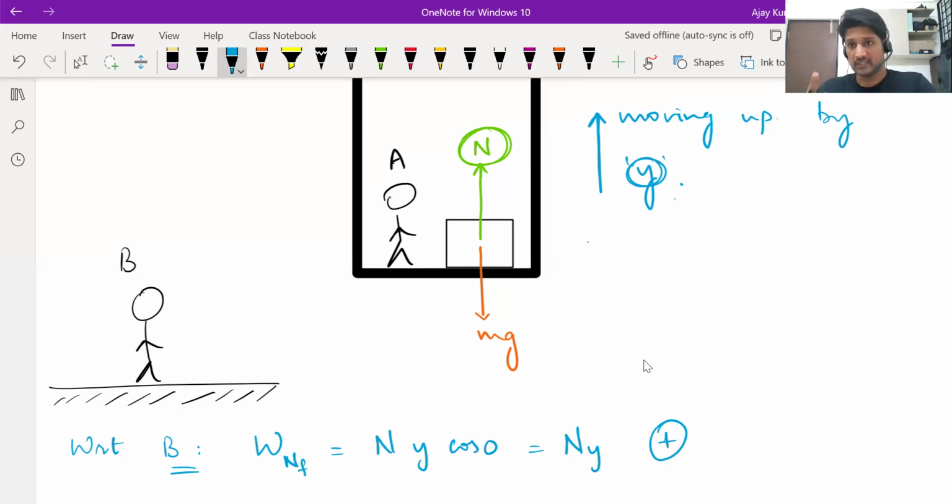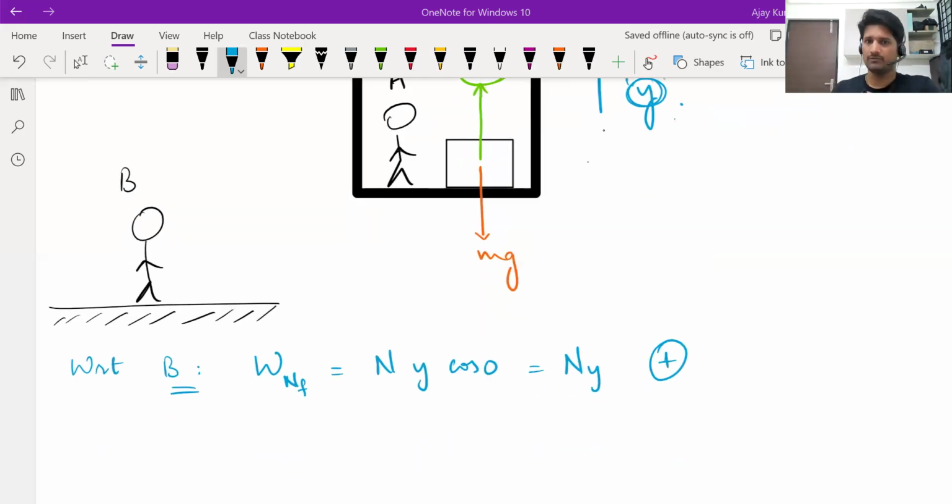Rishi, tell me, what is the displacement of the box with respect to the observer inside the elevator? Okay, Aishwarya, you tell me, what is the displacement of the box relative to the observer inside the elevator? 0, sir. Then what will be the work done by normal force with respect to that observer? If displacement is 0, work done by any force will be 0 itself.